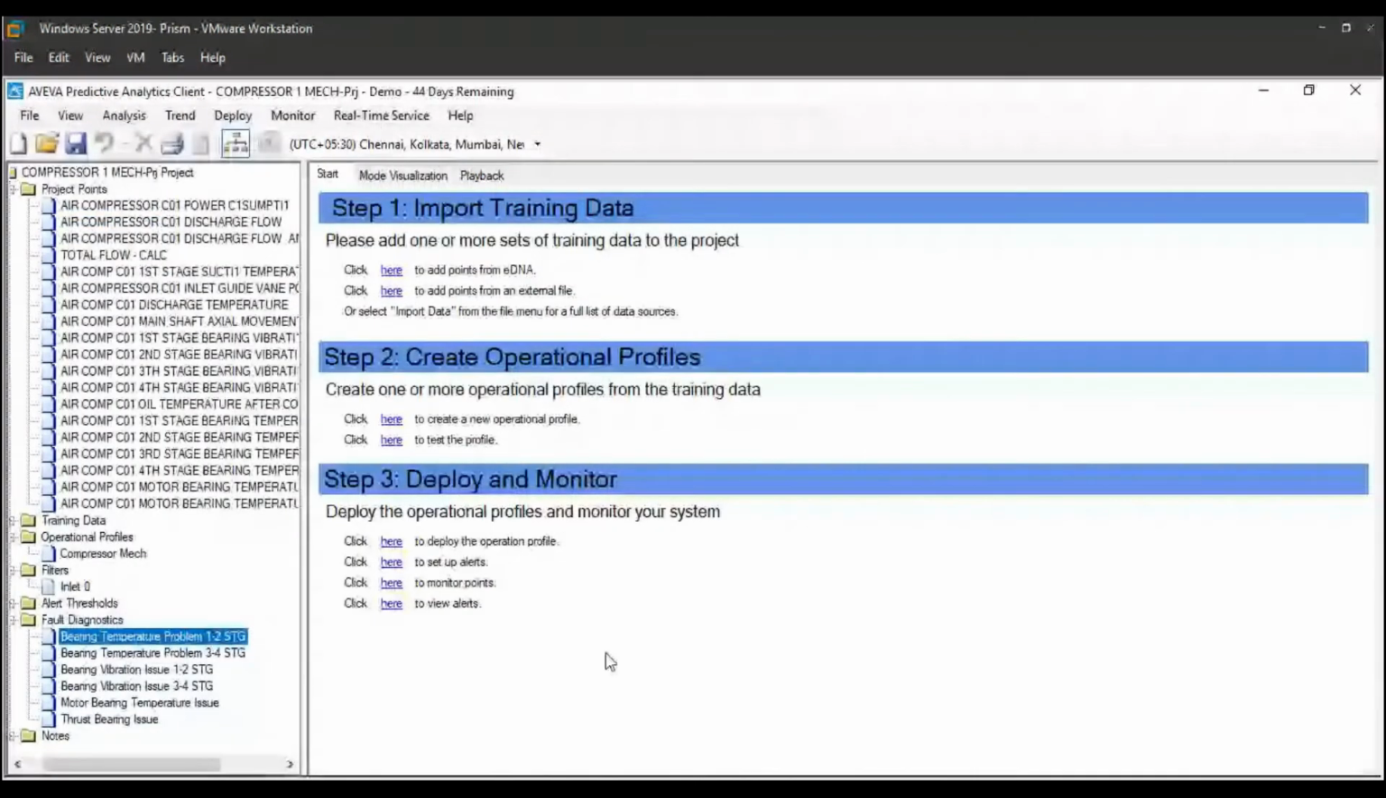So once we have the fault diagnostics ready, all that's left for us to do is then analyze some data. Now I'll go ahead and explain what the case we have right now in front of us. The case here is that of an air compressor. And specifically, I want to analyze the mechanical aspect of an air compressor.